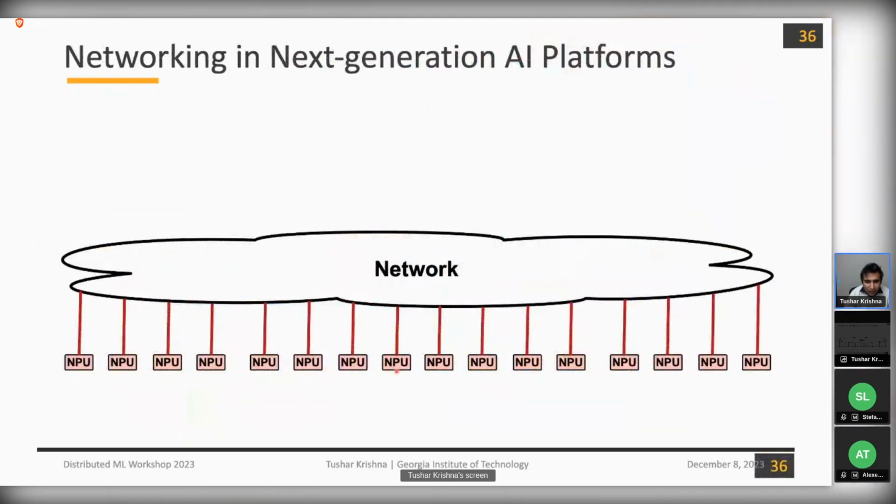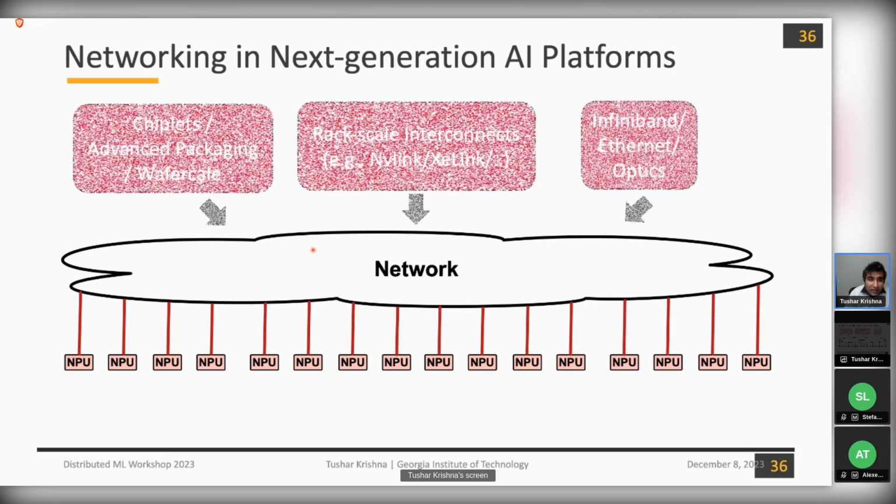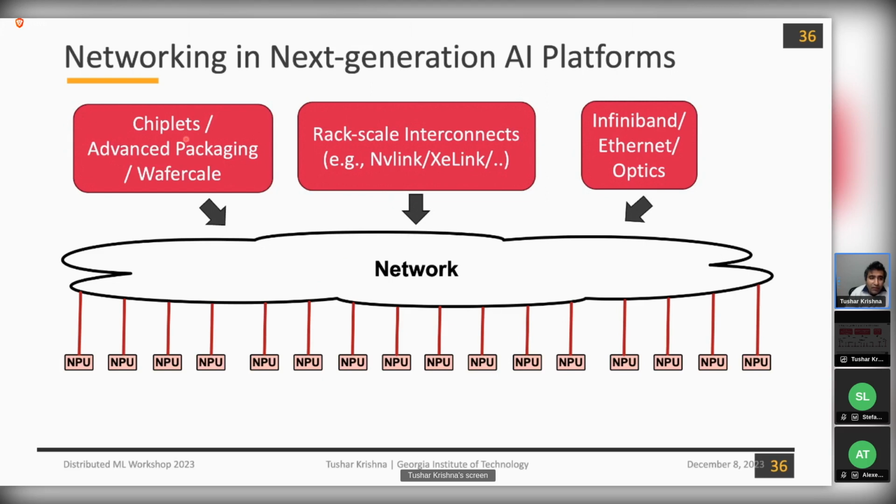So the point being that in order to design next generation platforms, you end up with a lot of different networking technologies being used today. You have everything from chiplets and advanced packaging and wafer scale, to custom rack scale interconnects like NVLinks or XC-Links, and InfiniBand, Ethernet, or even optics. So what that means is there's no silver bullet. There is no one technology that is winning, which is why all of these technologies are being used in some form or other across systems today.